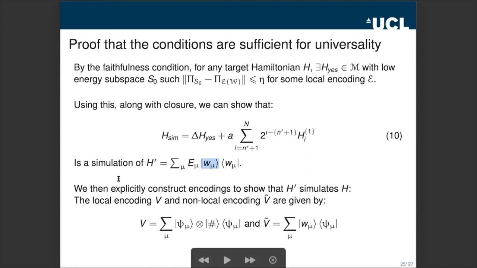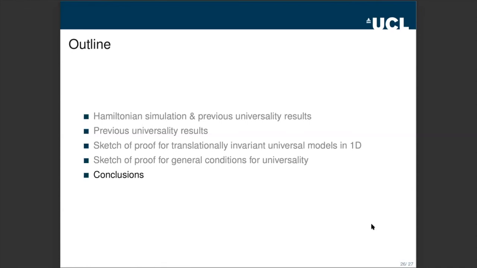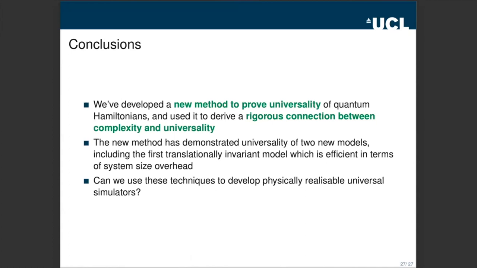And what we do in the paper is we then explicitly construct encodings to show that H prime is itself a simulation of H. So just to conclude, what we've done in our paper is we've developed a new method to prove universality of quantum Hamiltonians, and we used it to derive a rigorous connection between universality and complexity. We also use this new method to demonstrate universality of two new models, including the first translation invariant model which is efficient in terms of system size overhead.